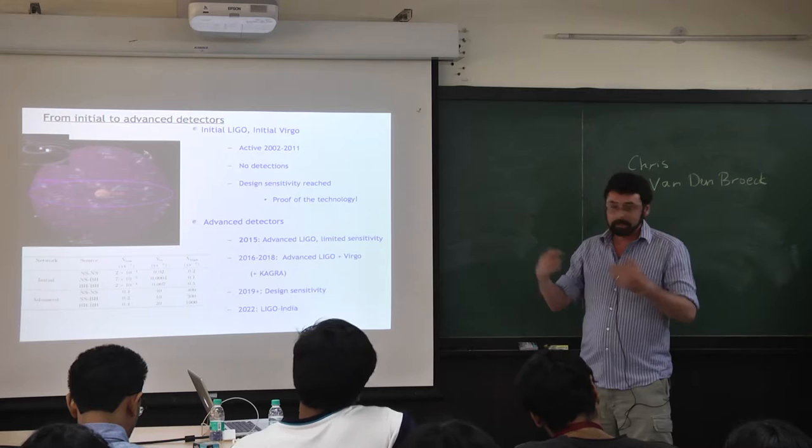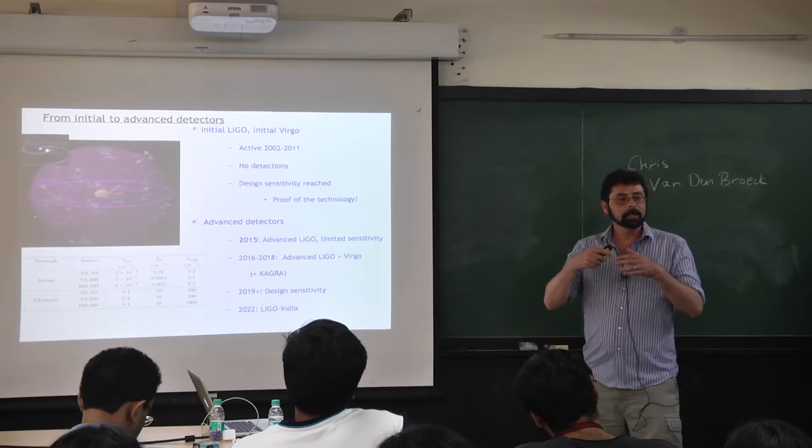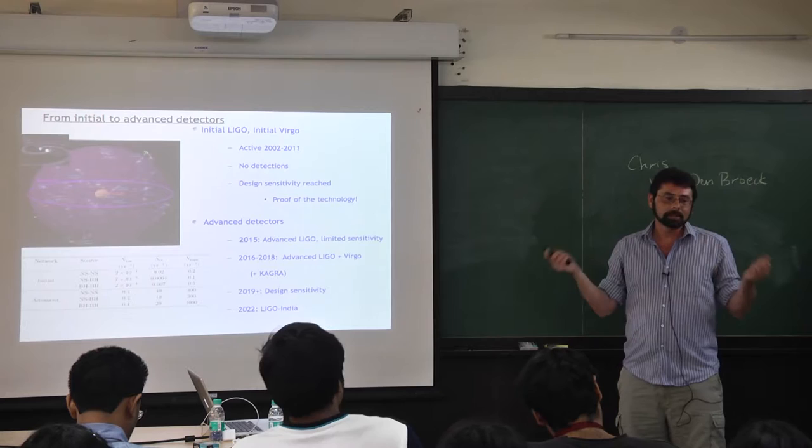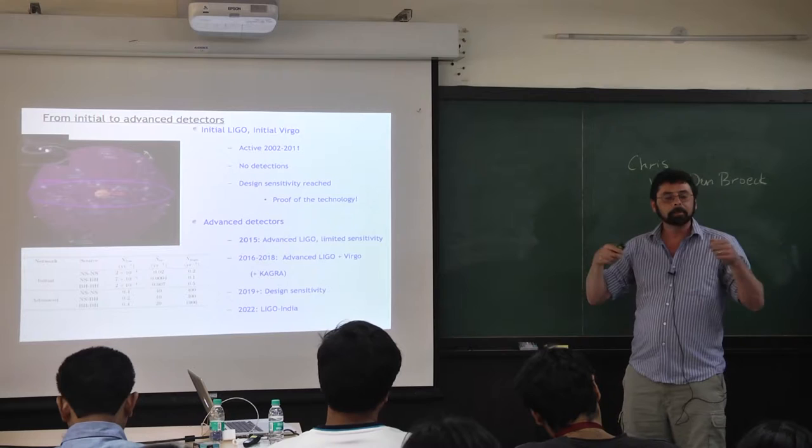And the orange ball in the middle is basically the volume coverage of the initial LIGO detector, and up to a factor of a few, also the volume coverage that the initial Virgo detector had. And so in the upgrade to the advanced detectors, we will be able to see approximately a factor of 10 further, and that means a volume coverage of a factor of 1,000 more.